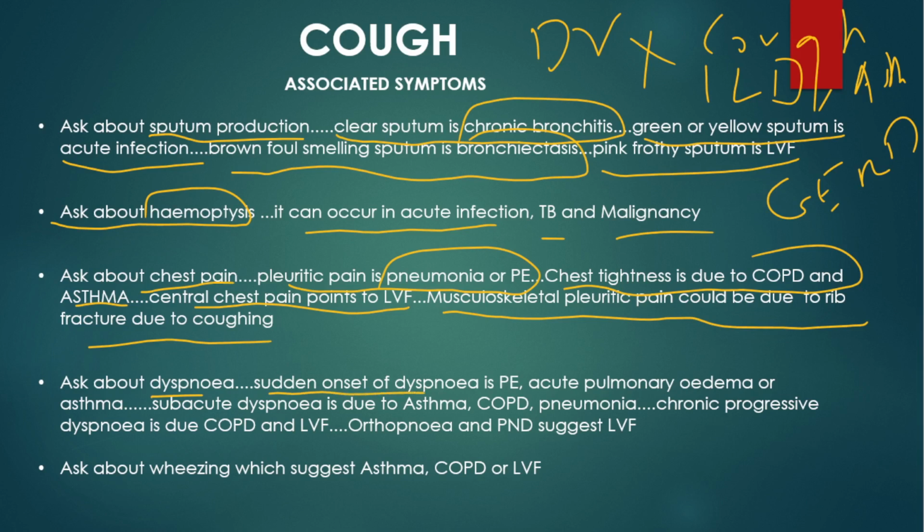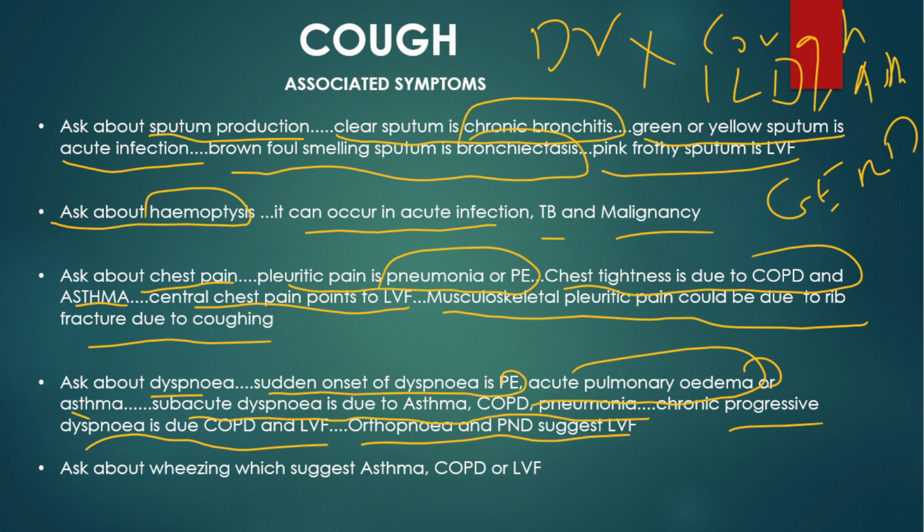Then we ask about dyspnea. Sudden onset of dyspnea is pulmonary embolism, acute pulmonary edema, or asthma, while subacute dyspnea is asthma, COPD, pneumonia, while chronic progressive dyspnea is COPD and left ventricular failure. If the patient is having orthopnea and PND, left ventricular failure is likely the cause. Then ask about wheezing. Wheezing represents asthma, COPD, and left ventricular failure.